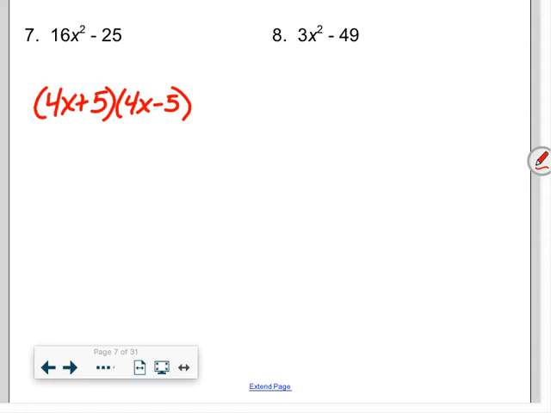No, because what times itself is 3? Like 16 is 4 times itself, 4 times 4. 25 is 5 times 5. What times itself is 3? There's no integer value. So this one does not factor, and if you remember from Algebra 1, we said it's prime.